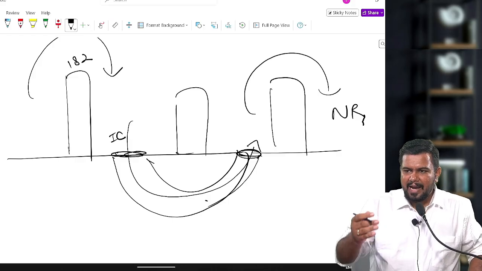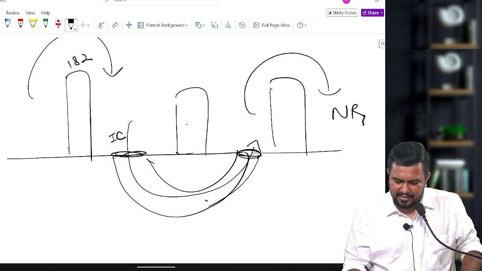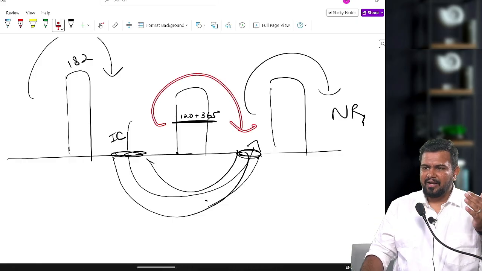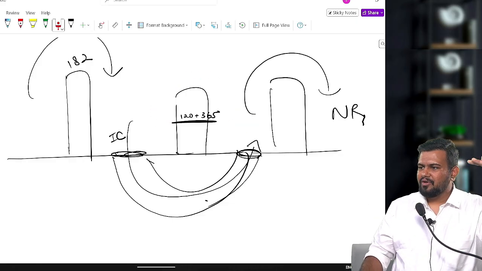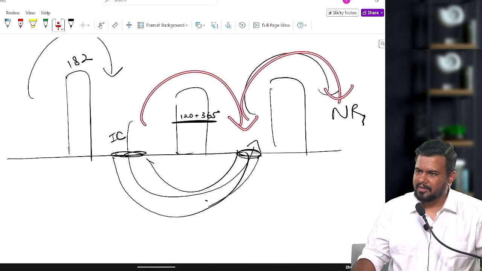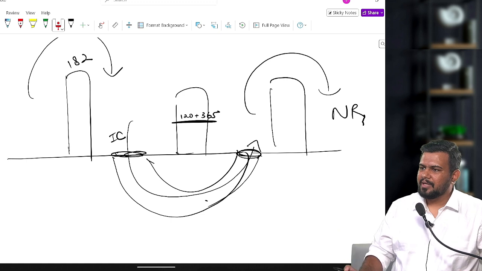If it is up to 15 lakhs, fine. If it is more than 15 lakhs, then what will happen? Then this wall will become a shorter wall called 120 plus 365. Then also he will be able to jump the wall because he is staying for 100 only. So 120 he will not dash. Then also he will become non-resident. So in both cases Srinath is going to become non-resident.